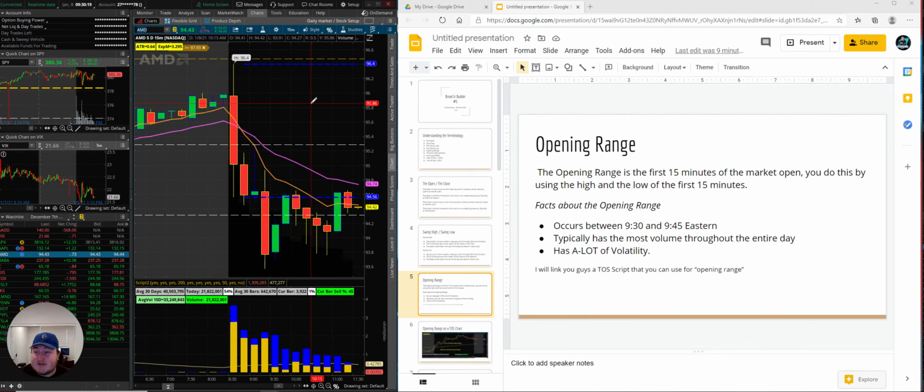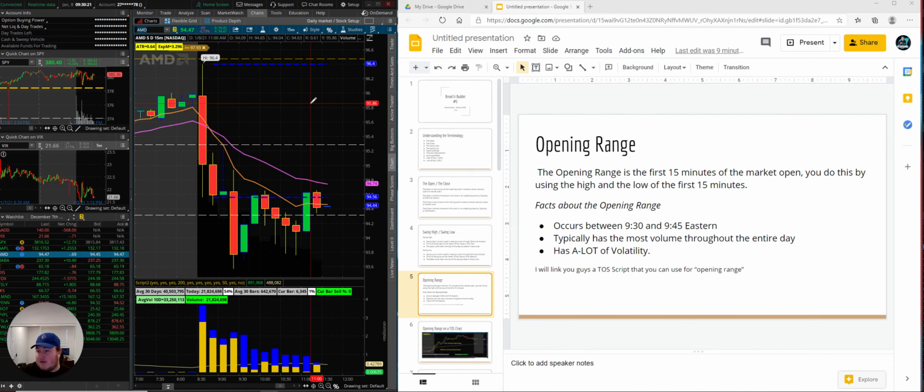The opening range, as you guys can see right here, this blue script is the opening range. So we see that AMD is trending down, obviously. So this will be the top of the opening range, 96.4, and 94.55 will be the bottom. The opening range is the first 15 minutes of market open. You do this by using the high and the low of the first 15 minutes, or whichever way the stock's trending.